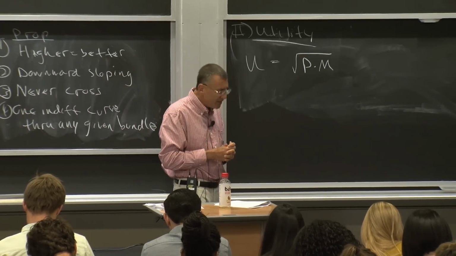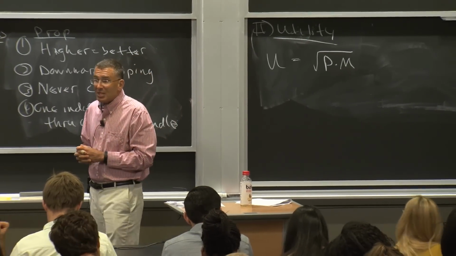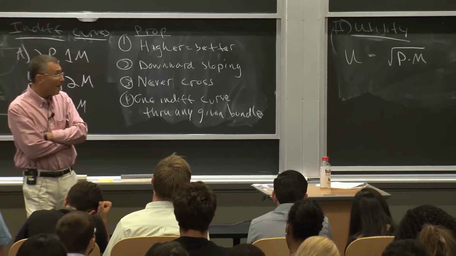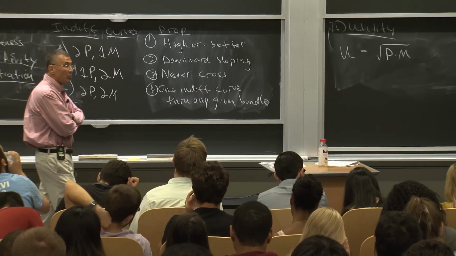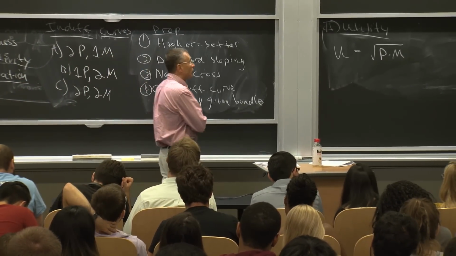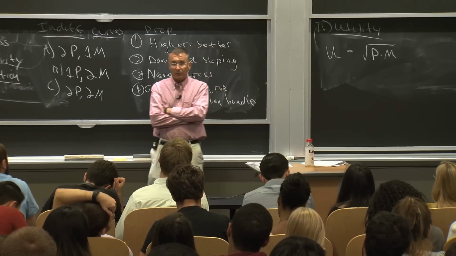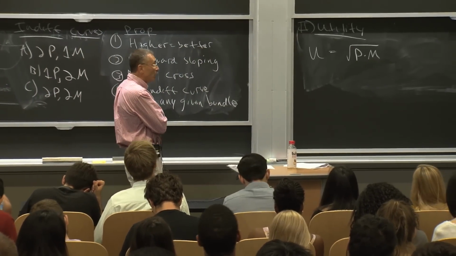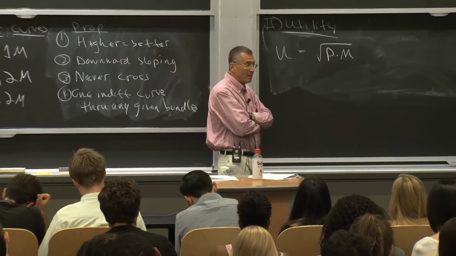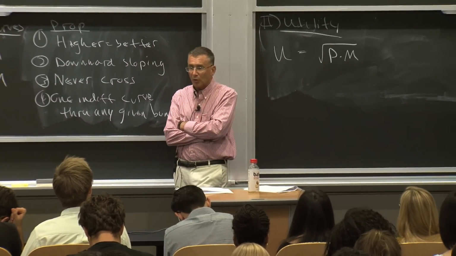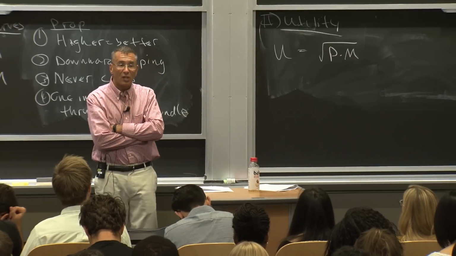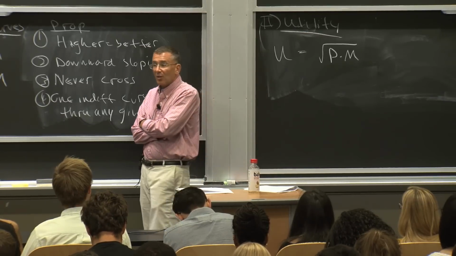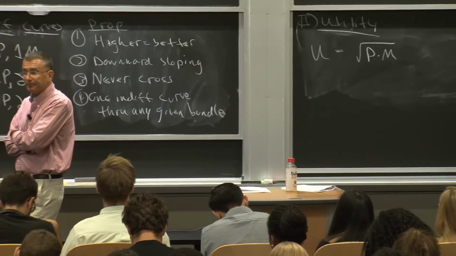So what this mathematical function generates is a number of results. For example, what this says is I am indifferent between 1 pizza and 4 movies or 2 pizzas and 2 movies, because both generate square root of 4 utility. Likewise, I prefer 2 pizzas and 2 movies to 1 pizza and 2 movies, because square root of 4 is greater than square root of 2, etc. So we can see how a utility function generates the kind of preferences we just talked about.